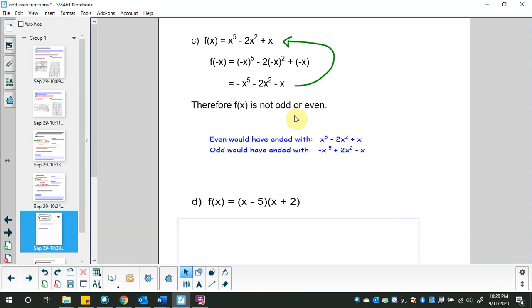So there's what I just finished saying. If it had been even, we would have ended up with the original as our answer. And if it was odd, this term would have been negative, this term would have been positive, this term would have been negative. And we only have 2 out of 3, and that's not good enough.